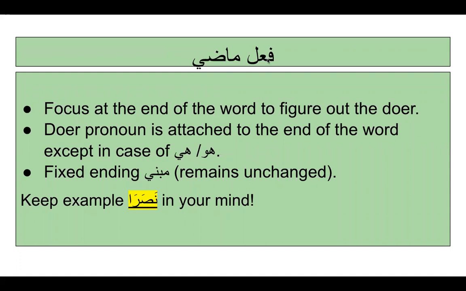So when we are looking at fi'l madi, we are looking at the end of the word, right? We have just done the review, and we figured out that we have to look at the end of the word. For a doer, the end of the word will tell us who the doer is. Except in two cases, which are huwa and hiya af'al, where you are not going to be able to see your doer, because the pronoun is not there. We all know that. Type one if you have all understood it from the last session.